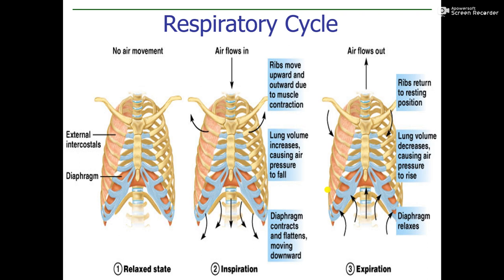The ribs return to the resting position while the lung volume decreases. Lung volume decreases because the carbon dioxide gas in the air rushes out from inside to the environment, causing air pressure to rise.